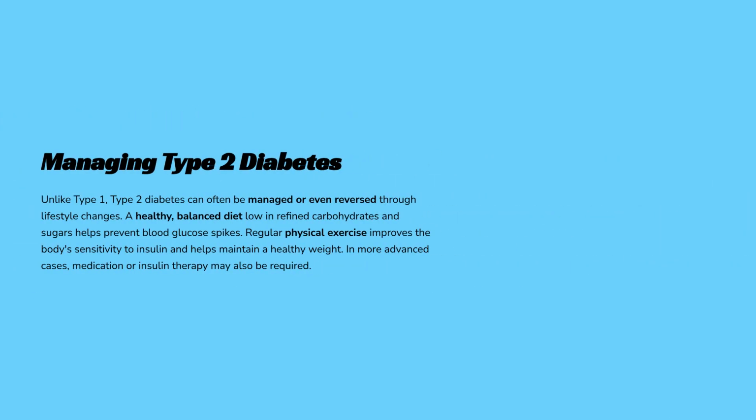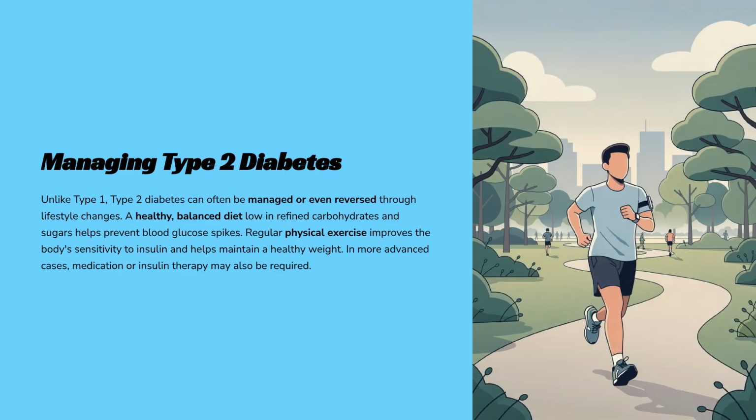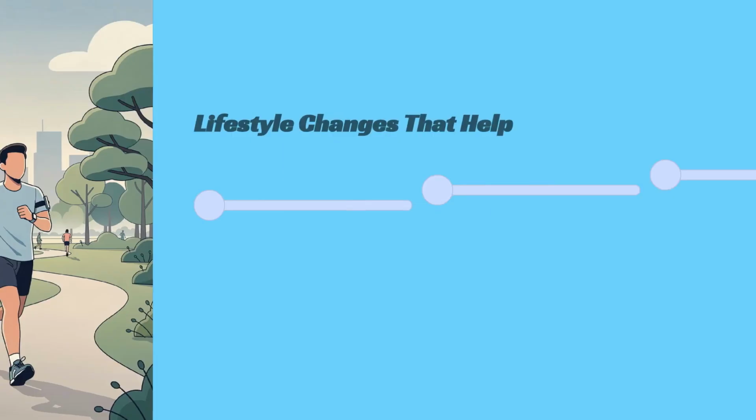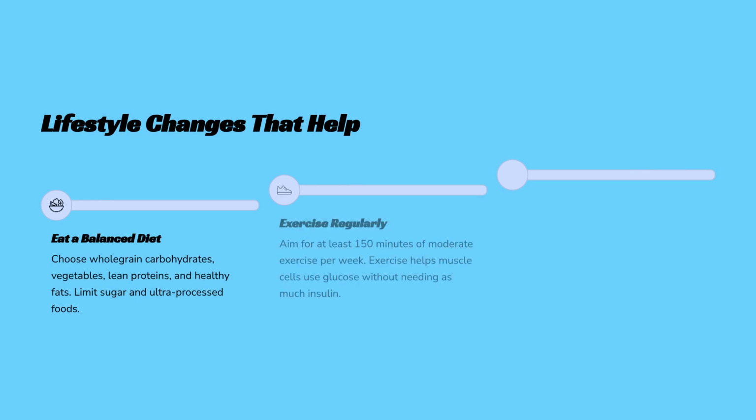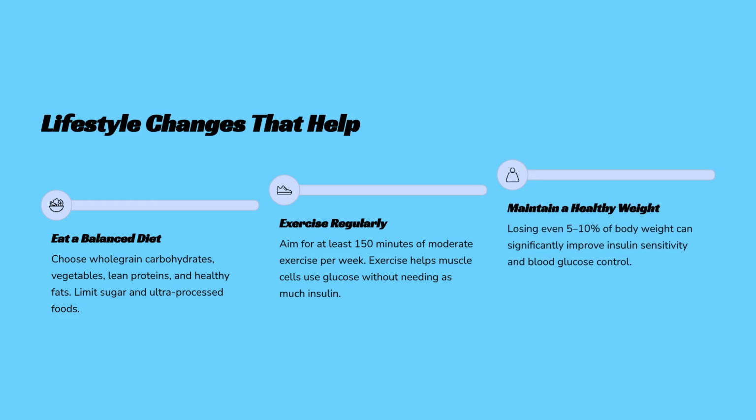Type 2 diabetes is often managed or even reversed through lifestyle changes, including a healthy diet and regular physical exercise, which improves insulin sensitivity and maintains weight. Medication or insulin may be needed in advanced cases. 3 key lifestyle changes help manage type 2 diabetes: eating a balanced diet, exercising regularly to improve insulin sensitivity, and maintaining a healthy weight. Losing just 5 to 10% of body weight can greatly improve control.